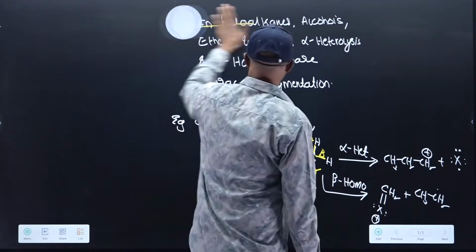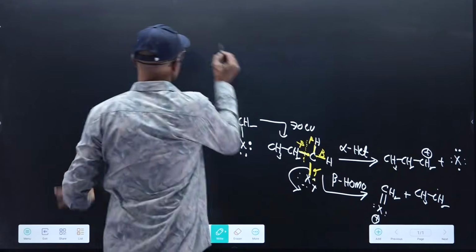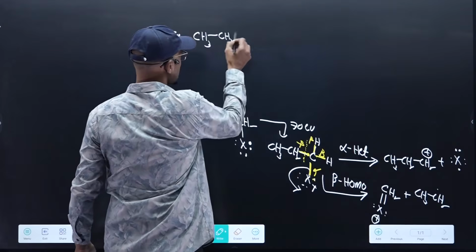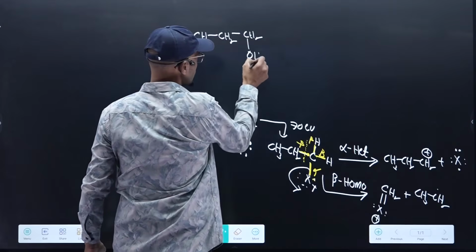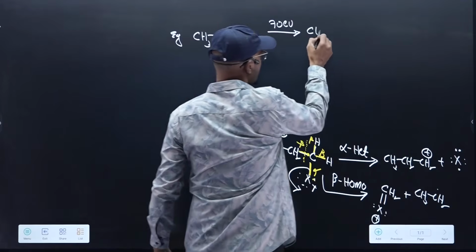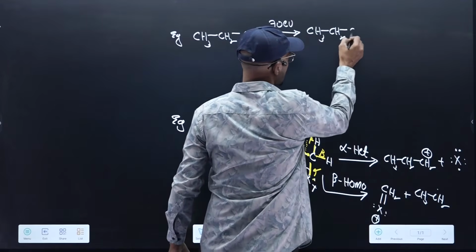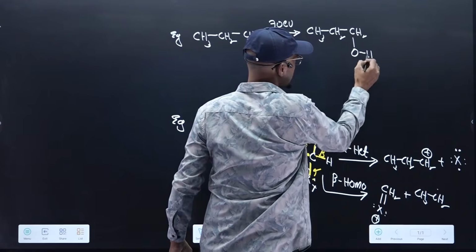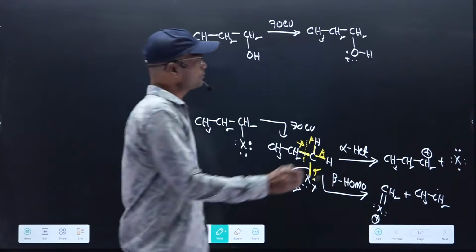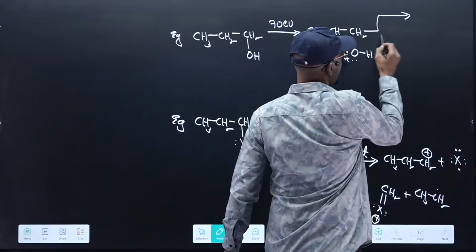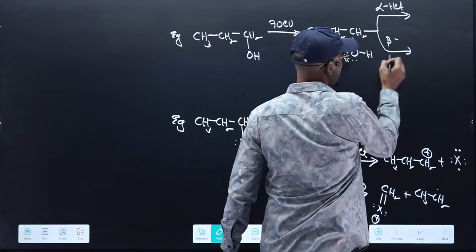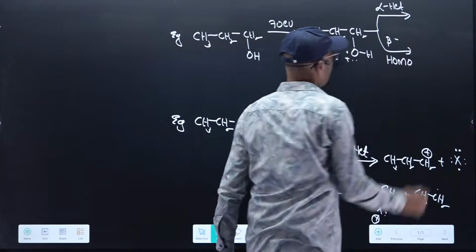Suppose I take an alcohol. See, I am taking this alcohol. This is CH3CH2, this is CH2OH, alcohol. If I apply 70 electron volts, is it possible to generate a radical cation? This is the radical cation like this. Now, what are the two fragmentations? Alpha heterolysis. What is one more? Beta homolysis.